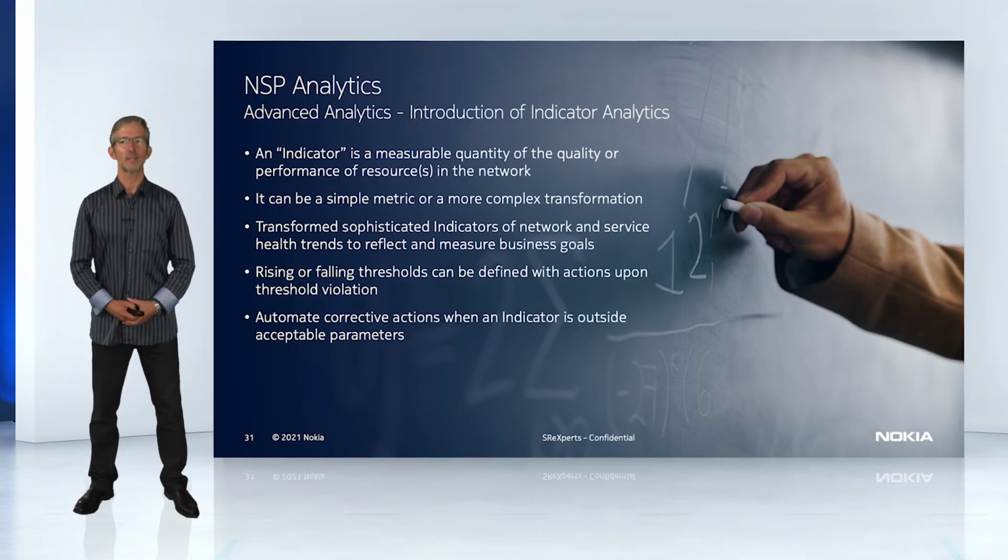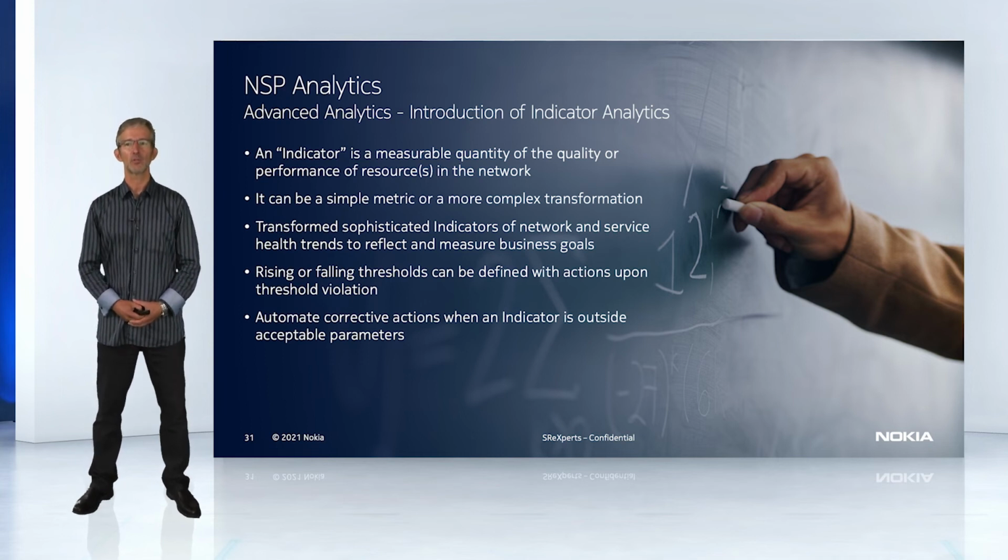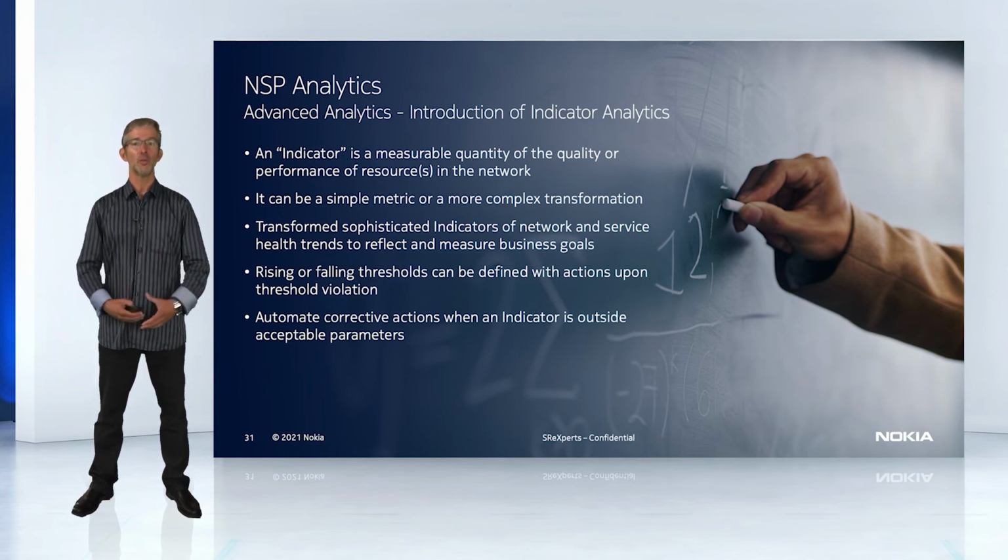So let's take a closer look at the indicator analytics as an introduction. An indicator is a measurable quantity of the quality and performance of resources in the network. It can be a simple metric, or it can be the result of a complex transformation. Those more sophisticated indicators of network and service trends help you reflect and measure business goals that you may have.